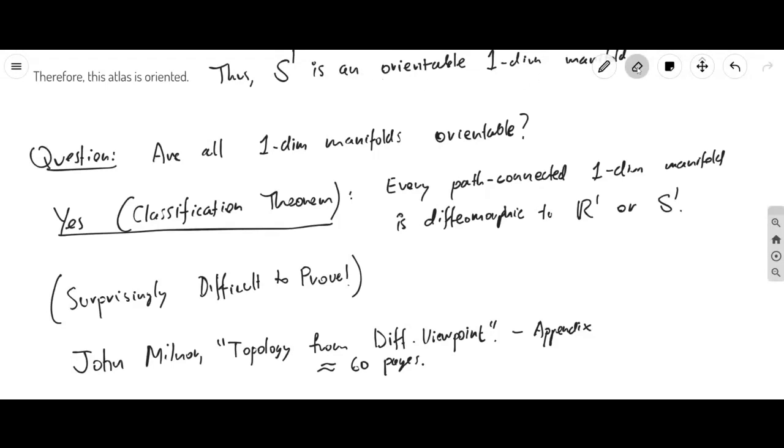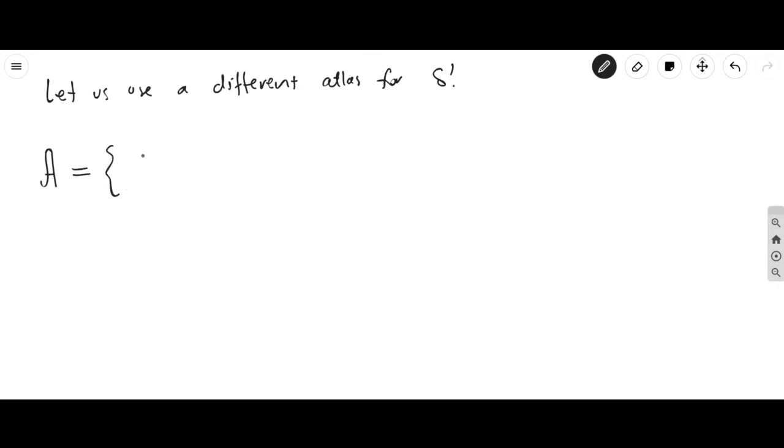Now, I want to continue with this example by showing you something else. So let us use a different atlas for the circle. The previous one was using Euler's formula for the atlas. Let's do the one that was on the homework, and this is the one where you have to do it with stereographic projection. So here we're going to have an atlas consisting of two charts.